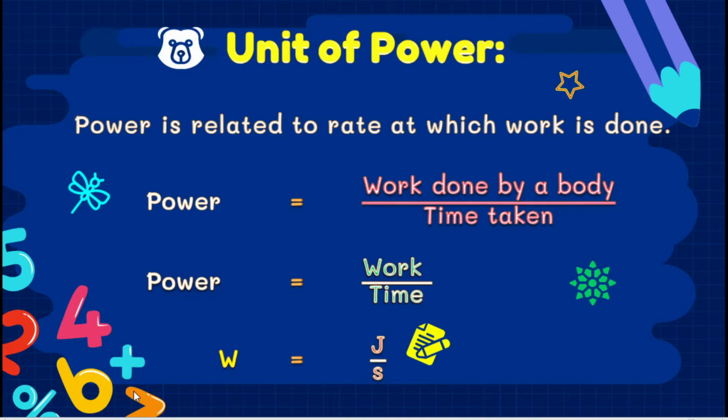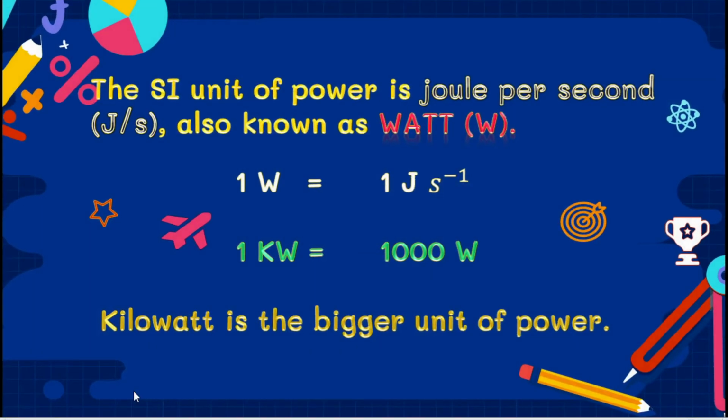So finally we can write like this: W is equal to J divided by S. J means joule. So what is the SI unit for work? The SI unit for work is joule. That's why we wrote joule, indicated as J. So J by S, where S means time. So students, next we should know the SI unit of power. The SI unit of power is joule per second, that means J divided by S. It's also known as watt.